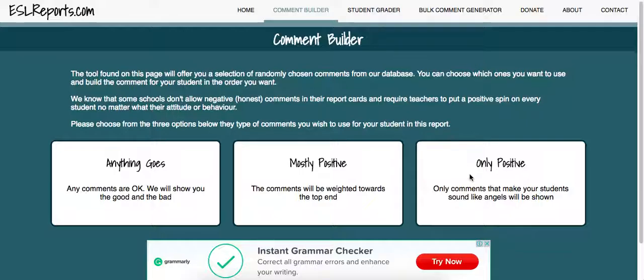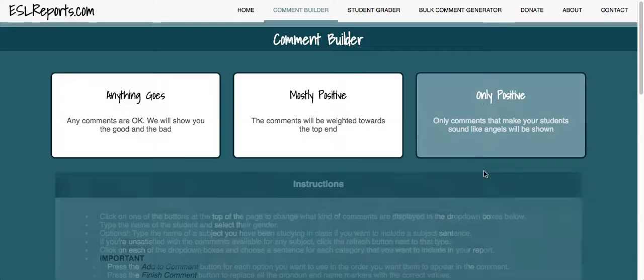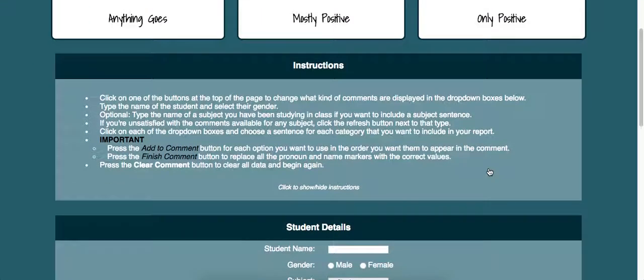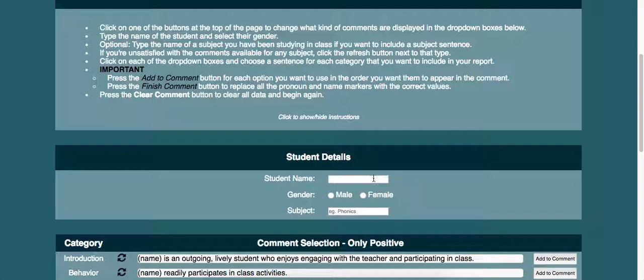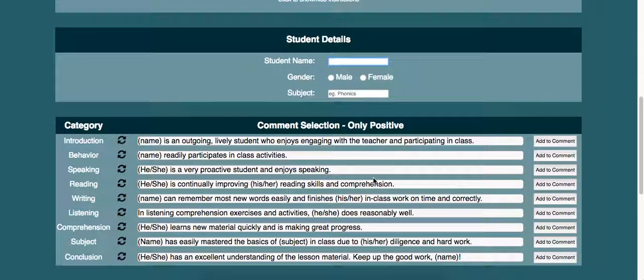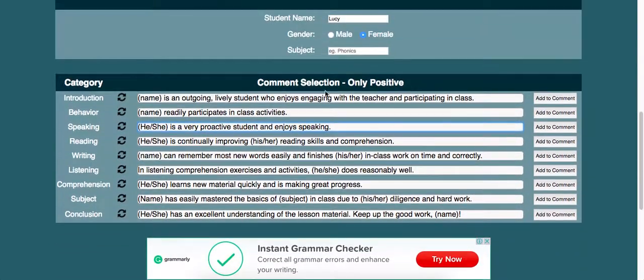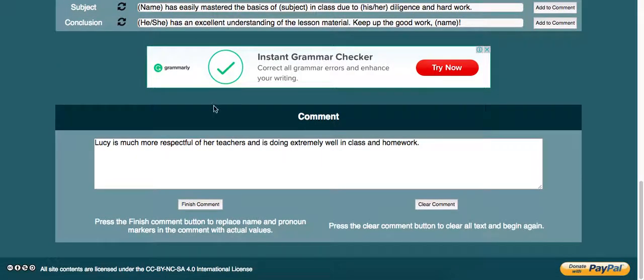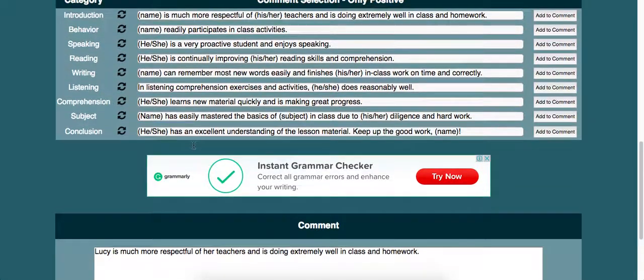I think only positive is a pretty good place to start as far as the comments that you want to consider. And then I do put in the name, so it could be Lucy. And this will make these little placeholders for he or she auto-populate with the correct gender and the student's name. So Lucy is much more respectful of her teachers and is doing extremely well in class and homework. That one's okay.